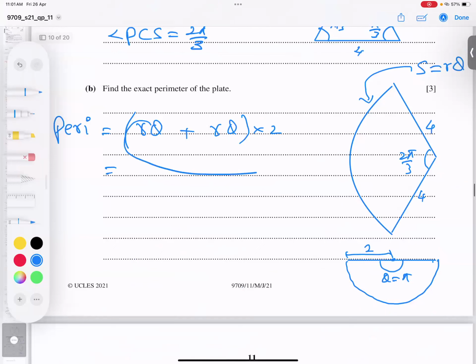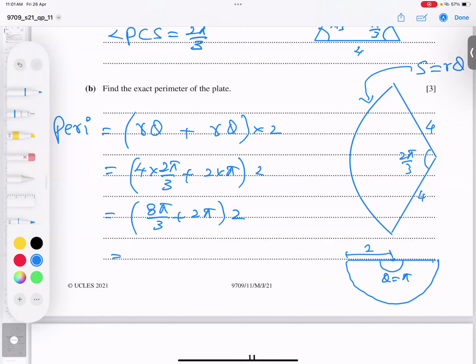The radius of the bigger is 4. Theta is 2 pi by 3. And radius for this is 2. Theta is pi, times 2. So if I check it in calculator, it's 8 divided by 3. 8 pi by 3 comes from here, and 2 pi comes from here, times 2.